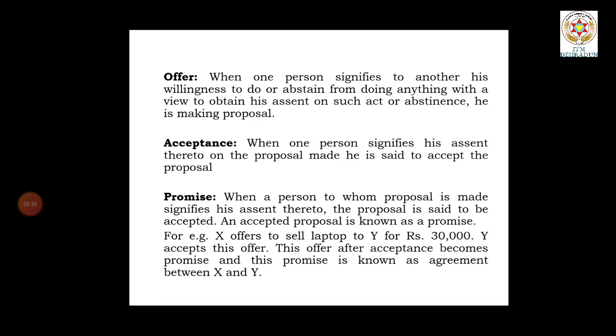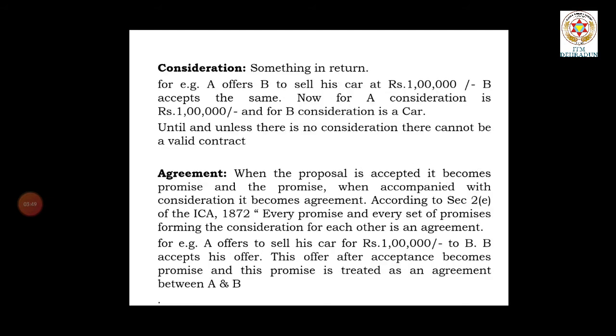For example, X offers to sell a laptop to Y for rupees 30,000. Y accepts this offer. This offer after acceptance becomes a promise, and this promise is known as an agreement between X and Y. Consideration means something in return. Okay, A offers B to sell his car at rupees 1 lakh. B accepts the offer. Now A's consideration is 1 lakh rupees and B's consideration is the car. Until and unless there is consideration, there cannot be a valid contract.